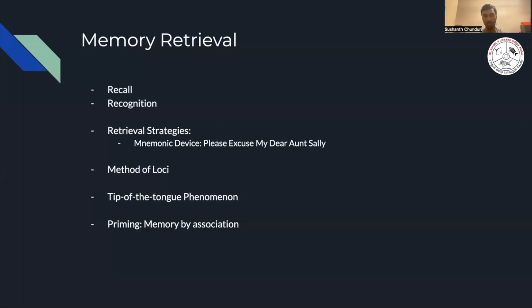Method of loci is kind of interesting. Essentially, you remember things based on the location that you did them. So for example, you could remember information while you're sitting at your desk, and then when test time comes, think about your desk and how you were remembering that information to retrieve that memory. So those are two types of retrieval strategies.